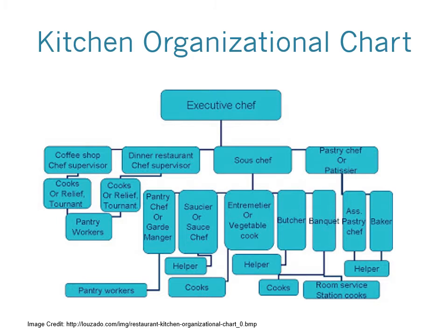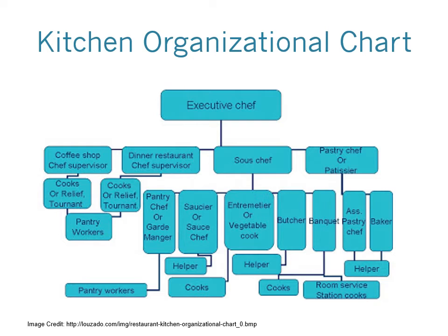So for example, the executive chef is at the very top of the chart. Okay, so the executive chef is the overall boss for the kitchen. However, the executive chef is not necessarily responsible for everybody in the kitchen. Based on this diagram here, the chef is responsible for the coffee shop chef supervisor, the dinner restaurant chef supervisor, the sous chef, pastry chef, or the pastry chef. I can't say that word.